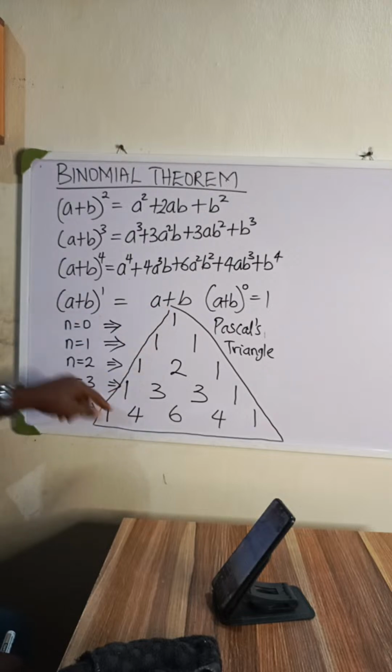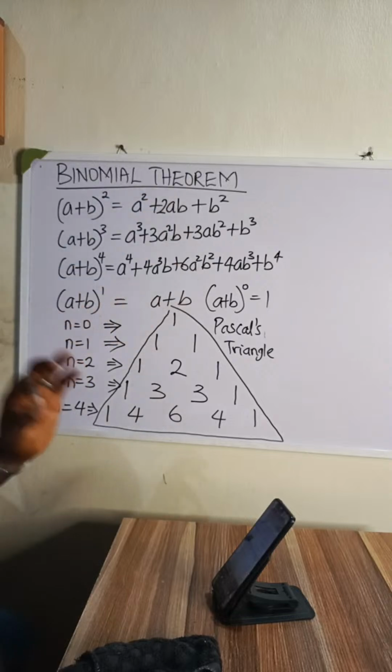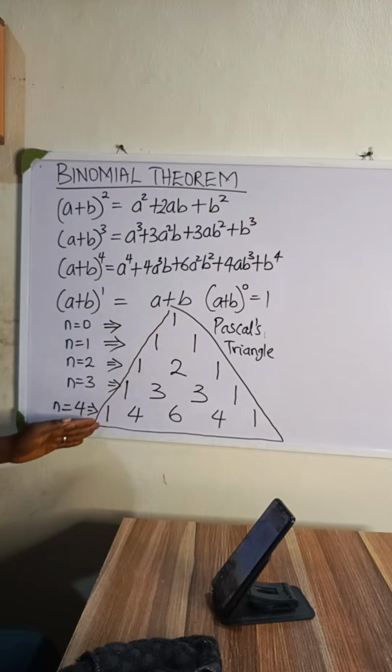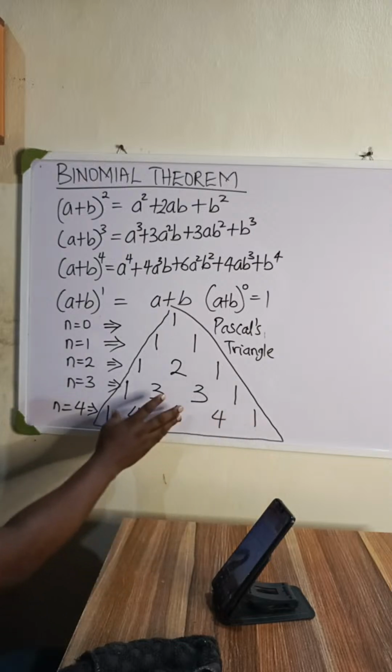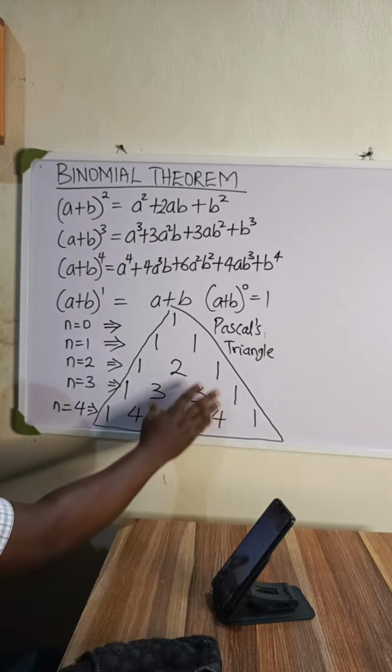Remember, these numbers represent the coefficients, not the exponents here, but the coefficients. So we observe that all the numbers here are 1. We also observe that all the numbers here are 1. Let's see how this is achieved. Let's see the pattern we can get here.